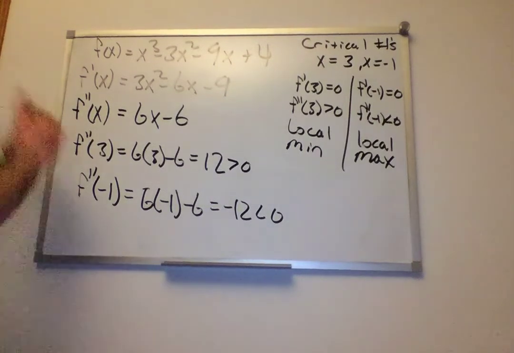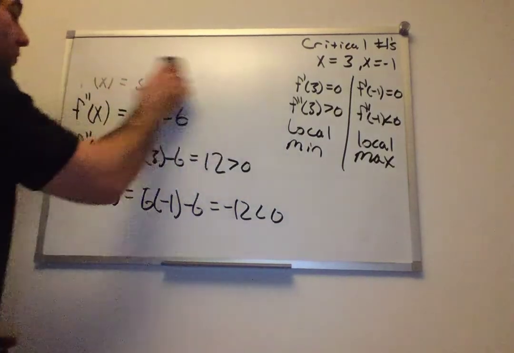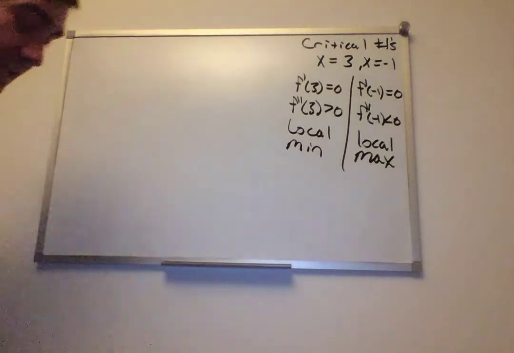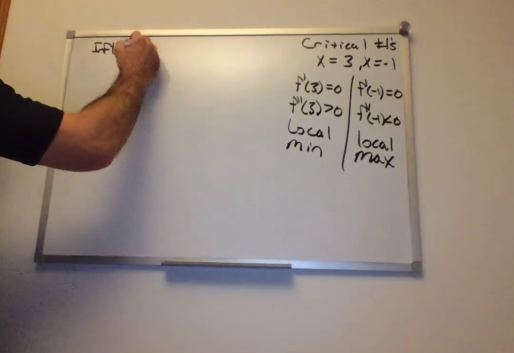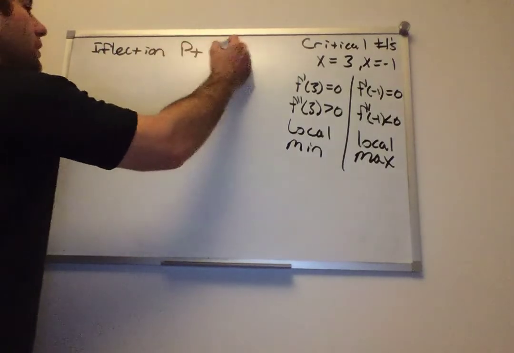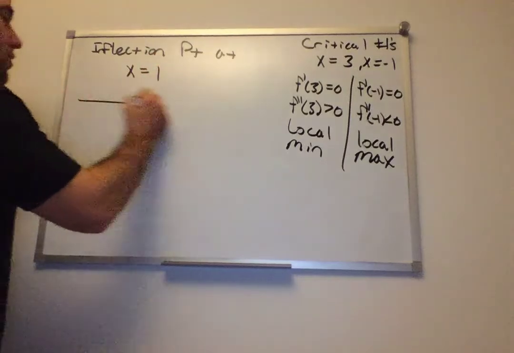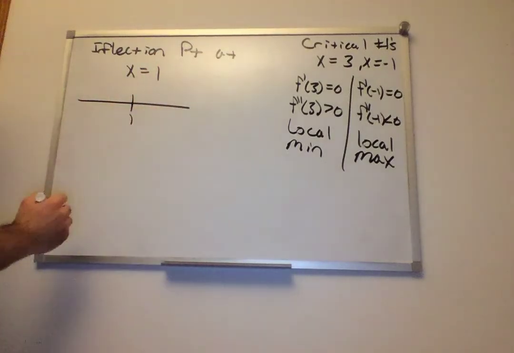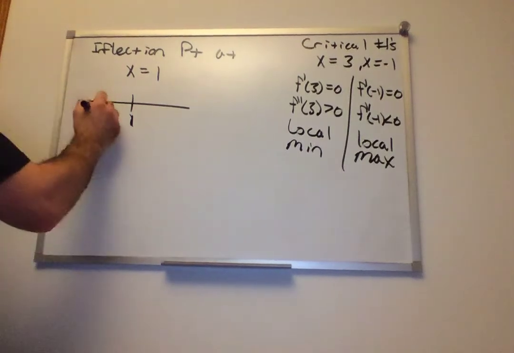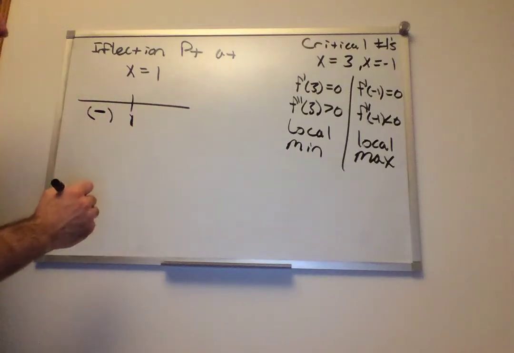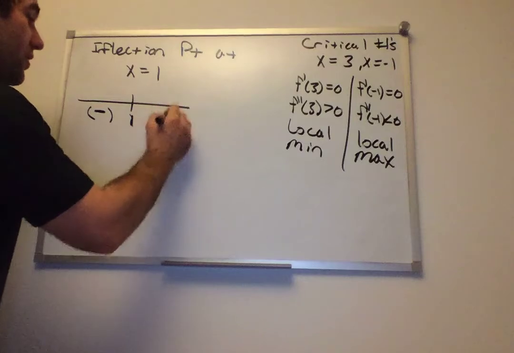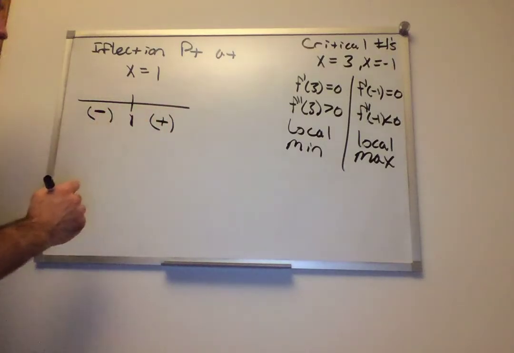Now let's recall where we were concave up and concave down from doing that concavity test. If you recall, we had an inflection point at x equals 1. It split our number line where we had 1 right here, and then we picked test values. We found over here that the interval was always negative, and over here this interval was always positive.